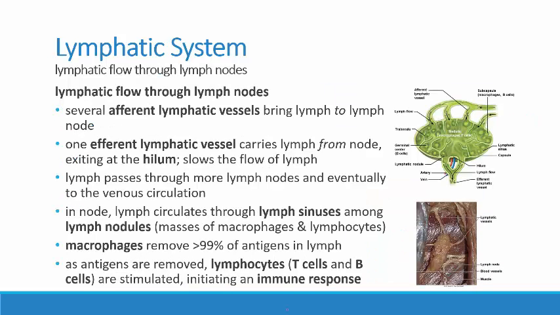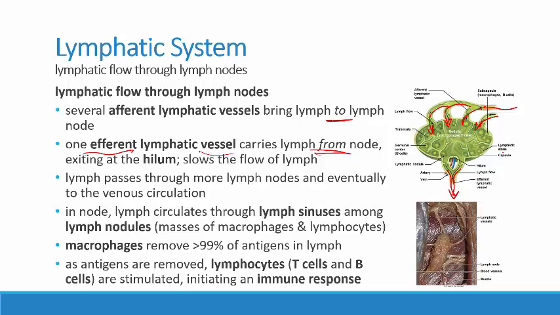So how does the lymph flow through a lymph node? We have several afferent vessels, and if you remember from back when we talked about the nervous system, afferent is a pathway that brings something toward the point of reference, and so afferent pathways bring lymph to the lymph node. Efferent vessels carry lymph from the node. So we have multiple afferent vessels that bring lymph into a lymph node, but only one vessel that carries the fluid away from the lymph node.